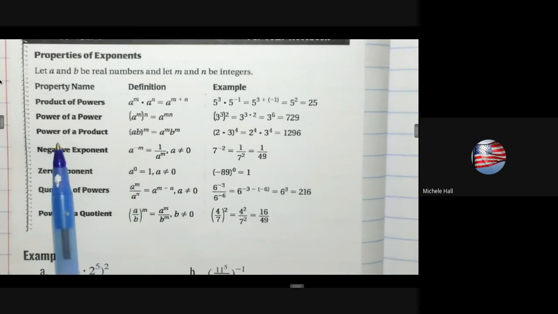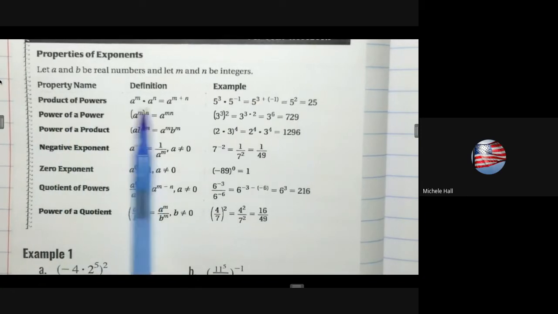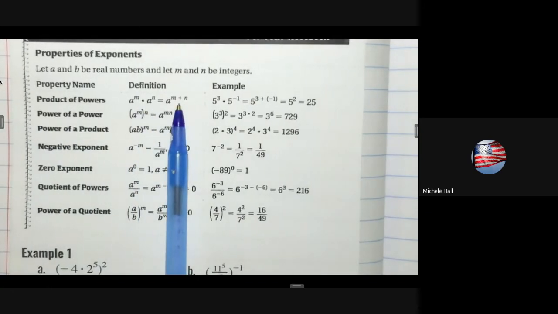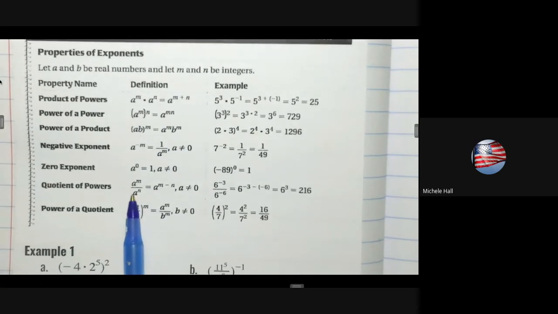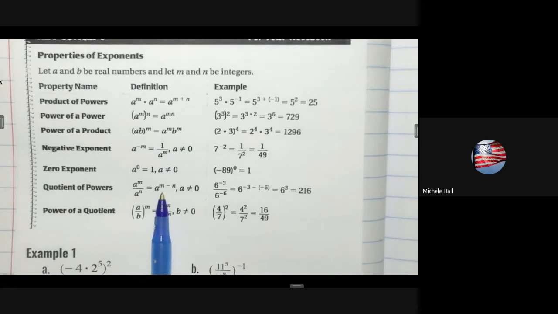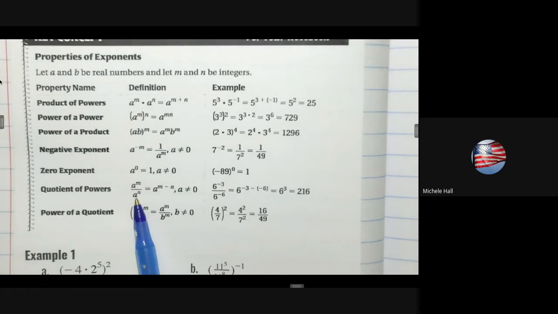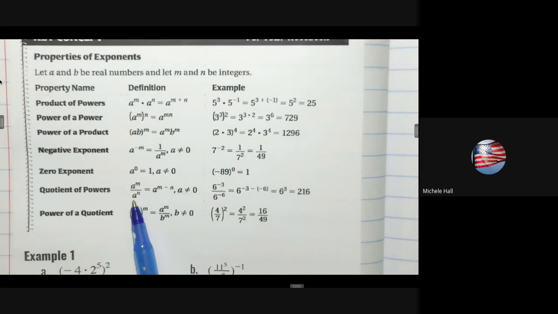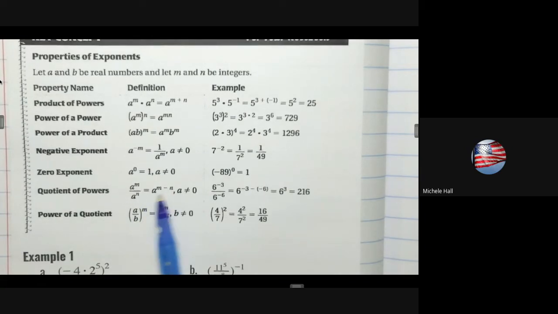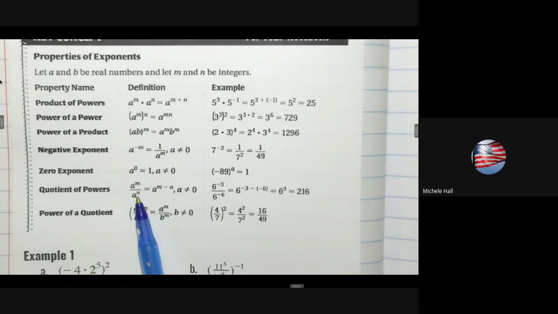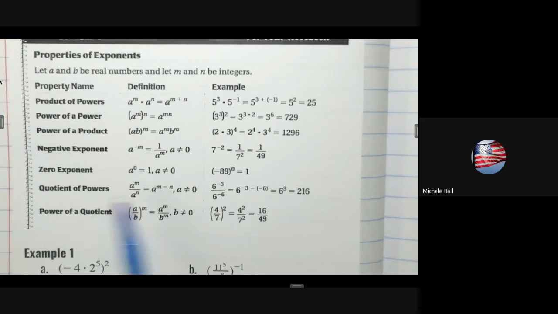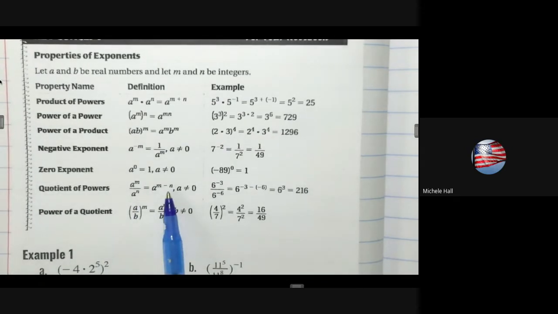Quotient: well, if multiplying exponents means that you add exponents, what do you think you're going to do when you're dividing like bases? You are going to subtract exponents, which is kind of the same as the negative exponent. I have a to the n in the denominator, and I can bring that up to the numerator and have a to the negative n. So we change the sign of the exponent if we're moving between numerator and denominator. But the short and sweet of the quotient rule is to subtract exponents.